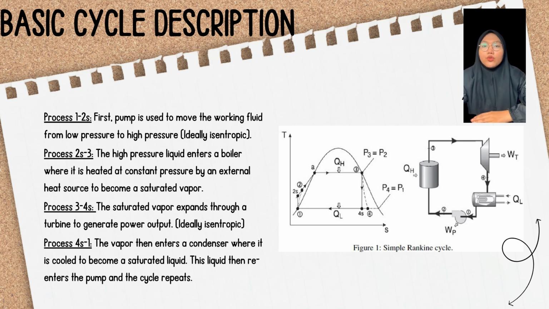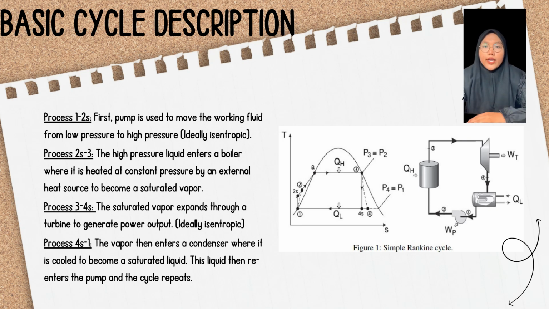Firstly, process 1 to 2s. First, the working fluid is pumped, ideally isentropically, from low to high pressure by the pump. Pumping requires a power input, for example mechanical or electrical. Next, process 2s to 3. The high pressure liquid enters a boiler where it is heated at constant pressure by an external heat source to become a saturated vapor. Common heat sources for power plant systems are coal, natural gas, or nuclear power.